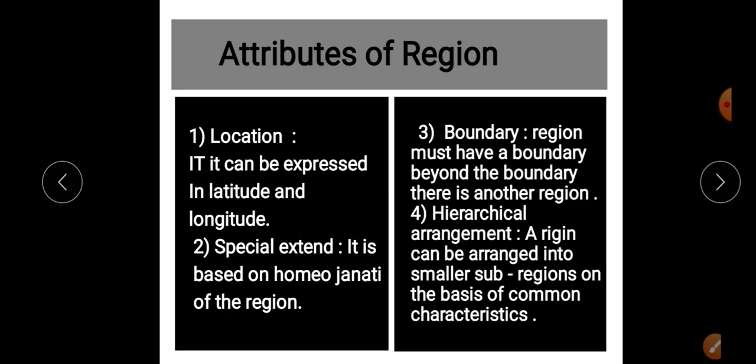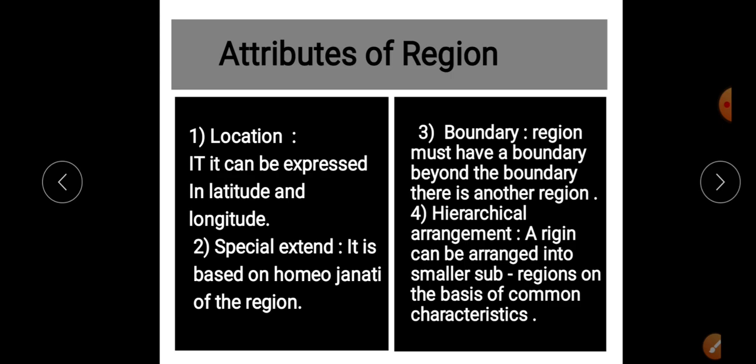Spatial extent is the second attribute. It is based on the homogeneity of the region. Homogeneity is considered with several factors. Sometimes it is related to physical as well as human factors, for example, climate, soil, relief, ice sheet area, desert area. These are some physical characteristics, and with the help of these characteristics we can say there is a homogeneity within that region.